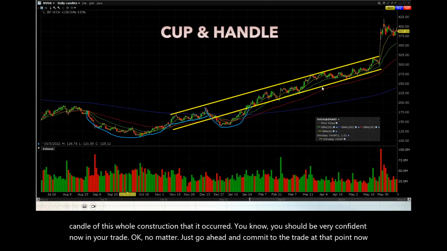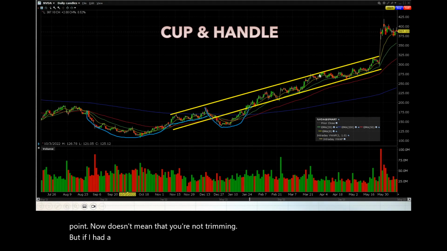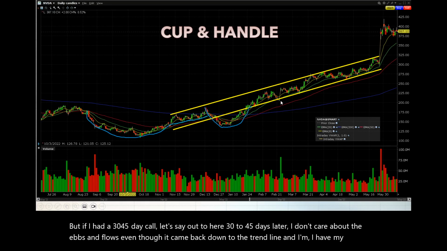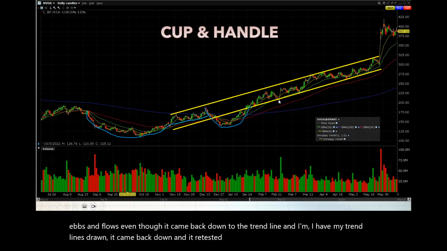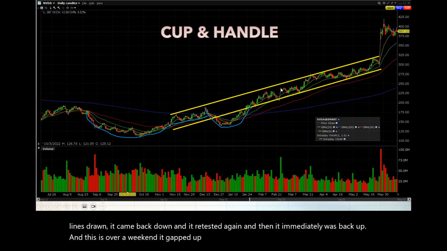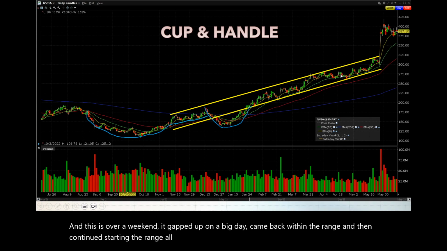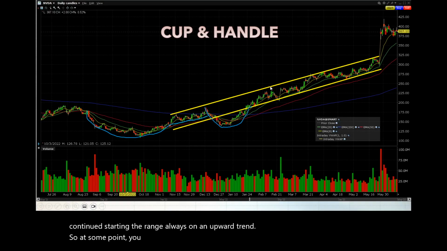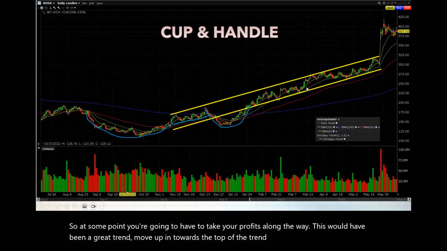Now, that doesn't mean you're not trimming, but if I had a 30 to 45 day call out to here, I don't care about the ebbs and flows, even though it came back down to the trend line, and I have my trend lines drawn. It came back down and retested again, and then it immediately was back up. This is over a weekend. It gapped up on a big day, came back within the range, and then continued, always on an upward trend. At some point, you're going to have to take your profits along the way. This would have been a great trend move up towards the top of the trend line, and then add, if you're that type of trader, you could add.